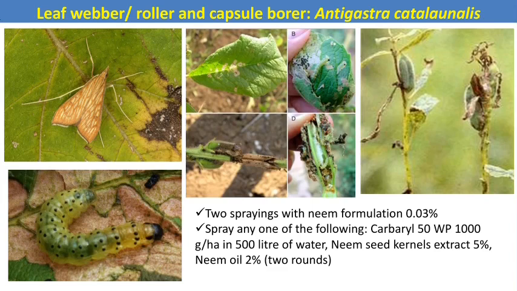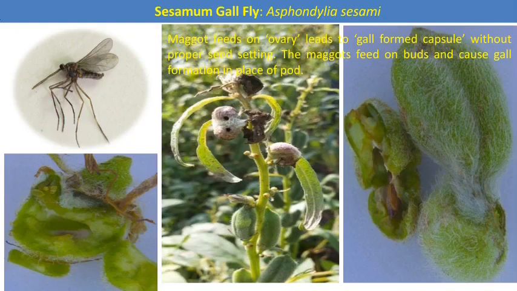And in this slide we can see the different feeding habits or symptoms of damage by the leaf weaver and the capsule borer. For the management, we can spray the crop with a neem formulation, that is a botanical insecticide, and carbaryl is also effective against the leaf weaver in the sesamum crop.